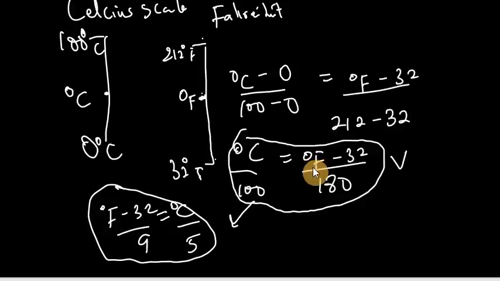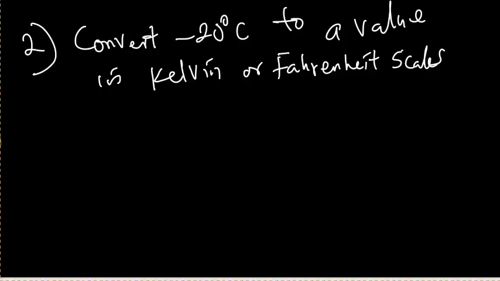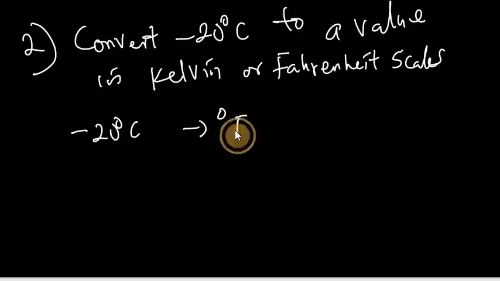Let us see if we can now make use of this to solve one of our problems. So let us solve this. We want to convert minus 20 degrees Celsius to a value in degrees Fahrenheit.